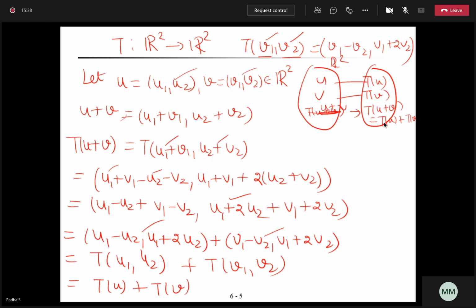Yes, beta, is this clear? Excuse me, ma'am. Yes, beta, tell me what is your doubt? After that, you got T of u plus v equal to T of u1 plus v1 comma u2 plus v2. How did we apply this next step? Which step? After T of u plus v, like u1 plus v1 minus 2. From this step, right?